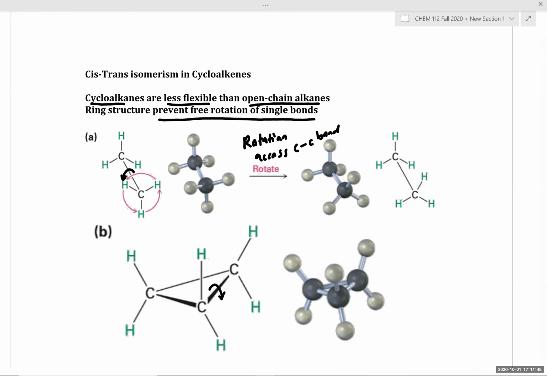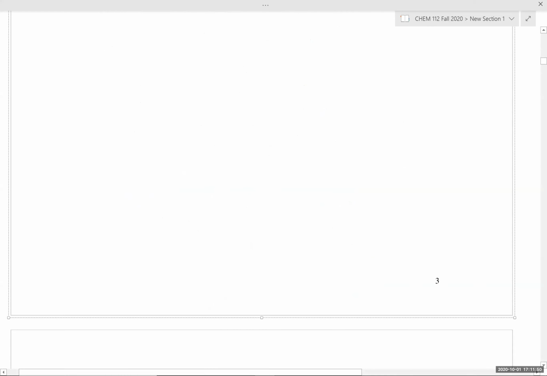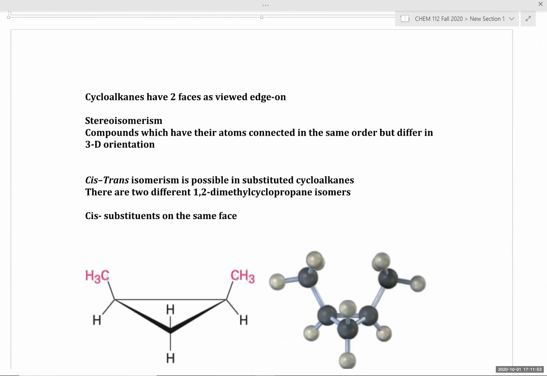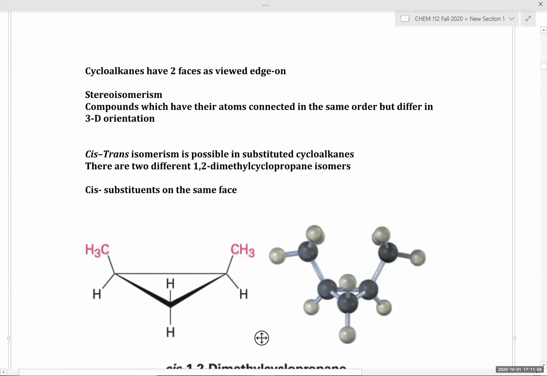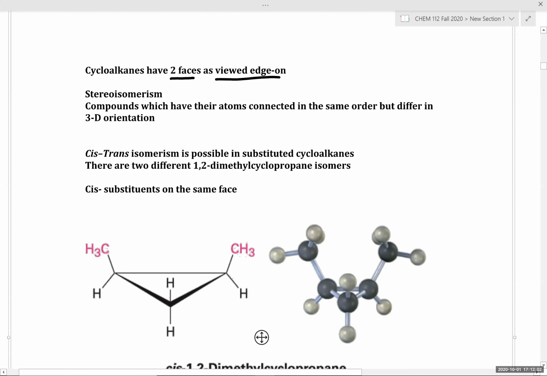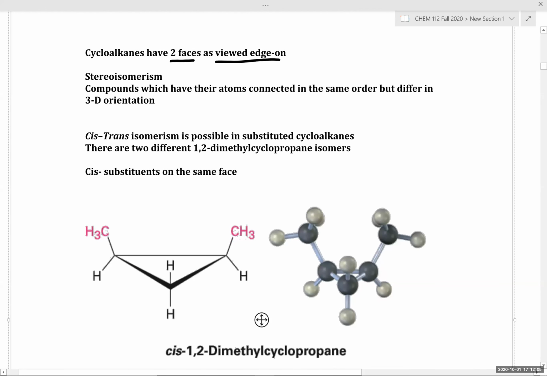Okay, so what's a consequence of this? What's the issue with that? Well, what this in turn means is that cycloalkanes have two distinct faces when viewed edge on. And in turn, we have unique stereoisomers depending on the arrangement of substituents in our cycloalkane. So stereoisomers are compounds which have their atoms connected in the same order but differ in three-dimensional orientation.